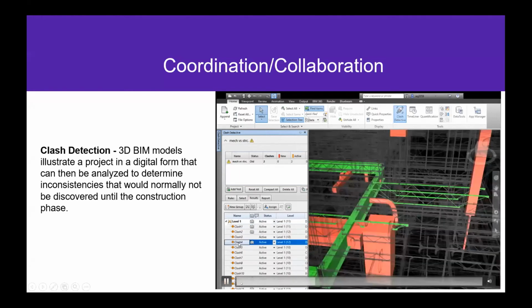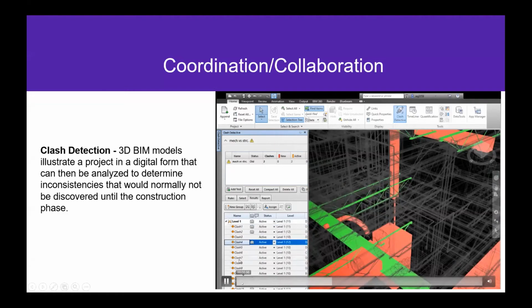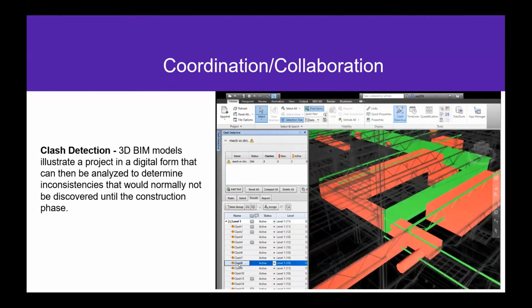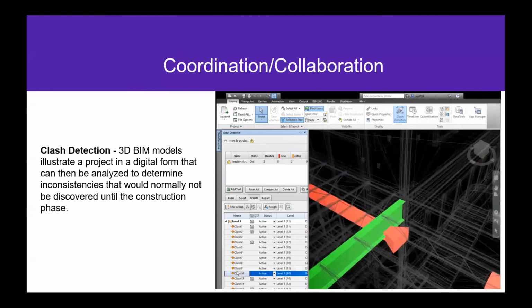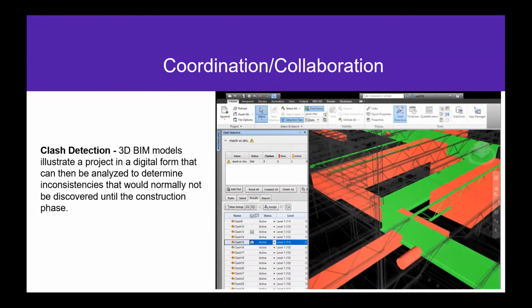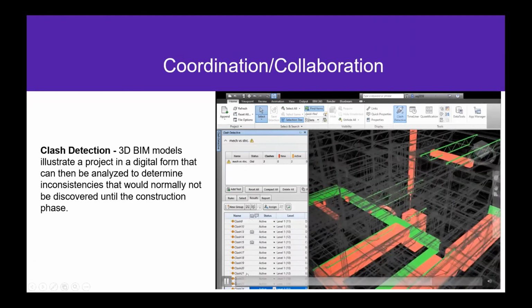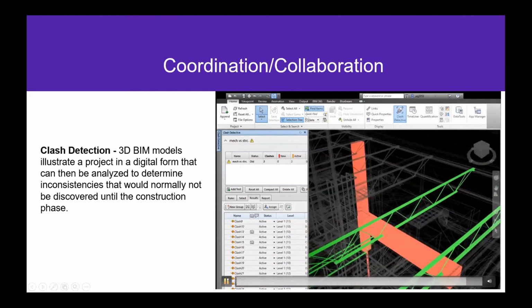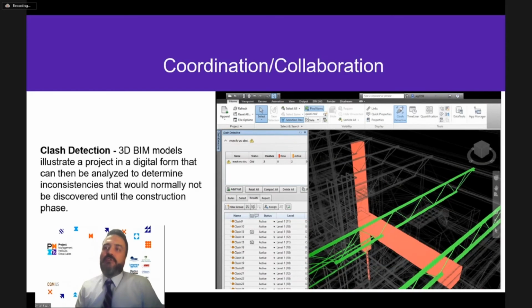So you can identify these issues during the pre-construction phase without even breaking ground. You can discuss this with the appropriate person and assign responsibilities, and until these are resolved, you can get these problems taken care of before groundbreaking, as I said. Clash detection illustrates the project in a digital form, so it can be analyzed and inconsistencies between the different disciplines can be determined, so the construction phase does not suffer from these problems.